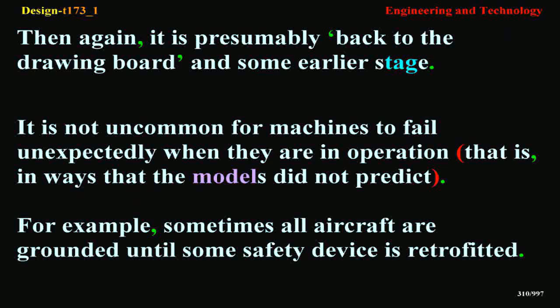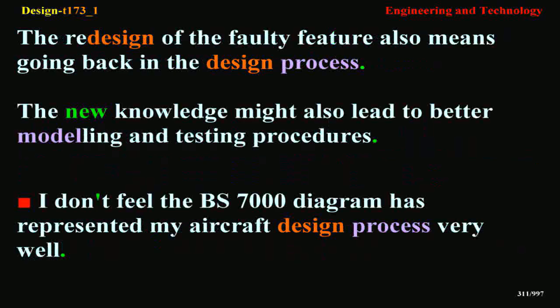It is not uncommon for machines to fail unexpectedly when they are in operation, that is, in ways that the models did not predict. For example, sometimes all aircraft are grounded until some safety device is retrofitted. The redesign of the faulty feature also means going back in the design process. The new knowledge might also lead to better modeling and testing procedures.